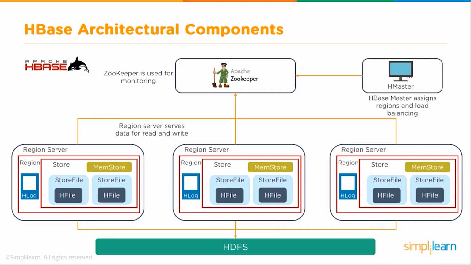Then under the HMaster, or HBase master, you have your region server, which serves data for read and write. The region servers are all the different computers you have in your Hadoop cluster. You'll have a region, an HLog, a memory store, and then you have your different HFiles that are stored on there. Those are separated across the different computers, and that's all part of the HDFS storage system.